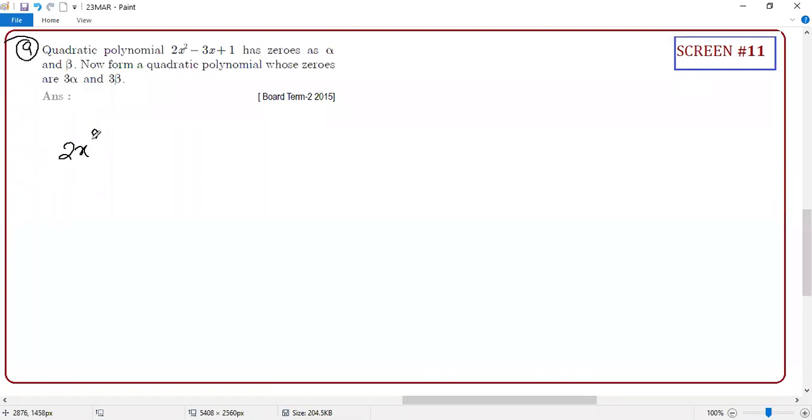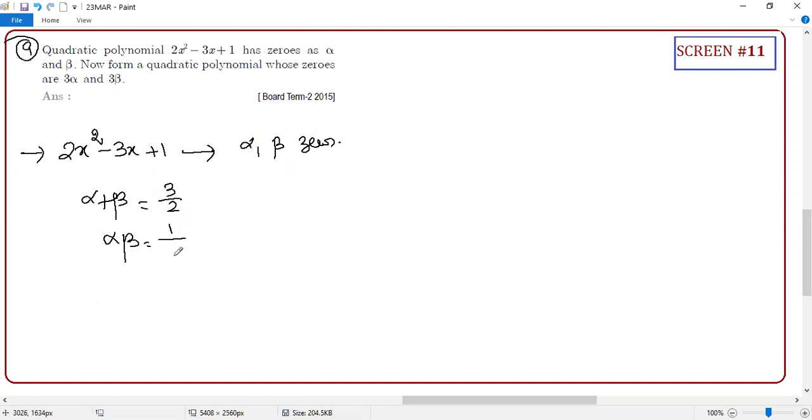So 2x square minus 3x plus 1. Now alpha and beta are the zeros, so what can you find? Alpha plus beta and alpha into beta. Directly tell me the answer. Alpha plus beta is what? 3 by 2. Alpha into beta is 1 by 2. Done or not? Sum and product are ready. Yes, sir. Now somehow use this in the new zeros.